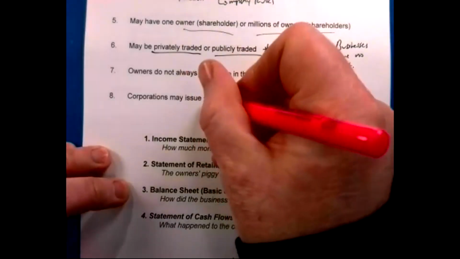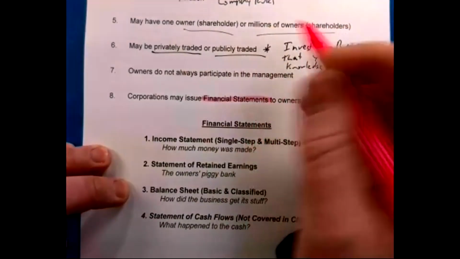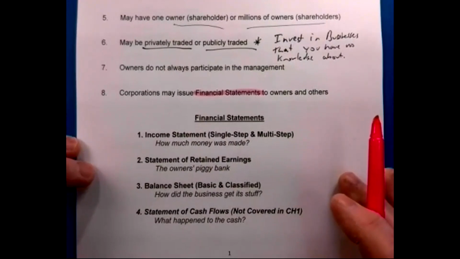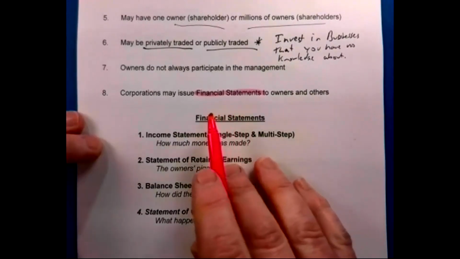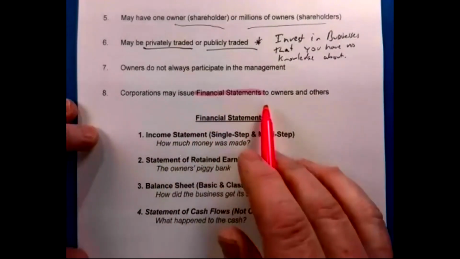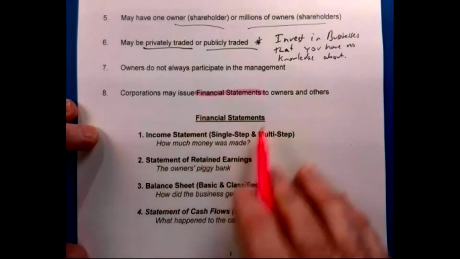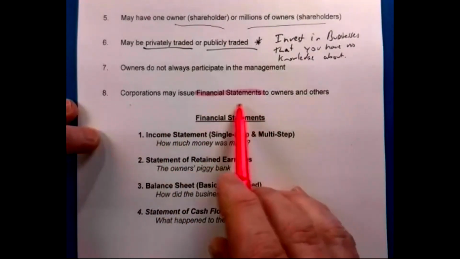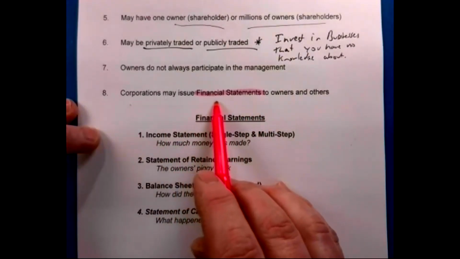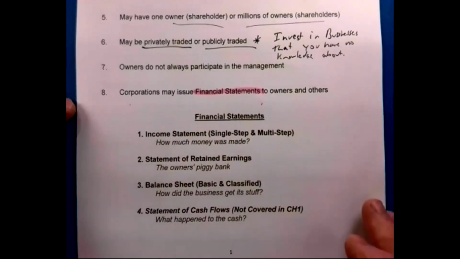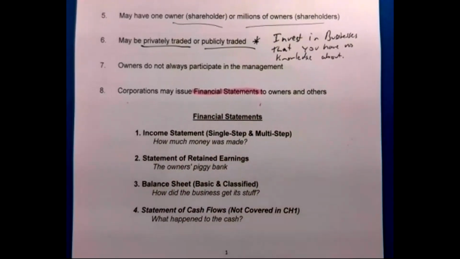So, the question is, okay, so I invest in Apple, the Apple company. How do I know what they're doing? That's where these financial statements come in. That's what we're going to talk about today, the financial statements. So issuing these financial statements is basically to know how well the business is doing. That's what these financial statements are for. And we're going to have these financial statements down here.